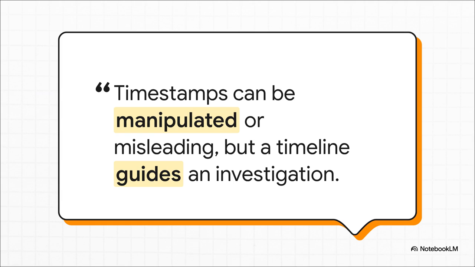Now, it's really important to remember this. A timeline isn't absolute, undeniable truth. A really clever attacker can sometimes mess with timestamps to try and throw investigators off their trail. But even with those limitations, the timeline is, without a doubt, the most powerful map we have. It's our guide for navigating the absolute chaos of a cyber attack and turning it into a story we can actually understand and act on.